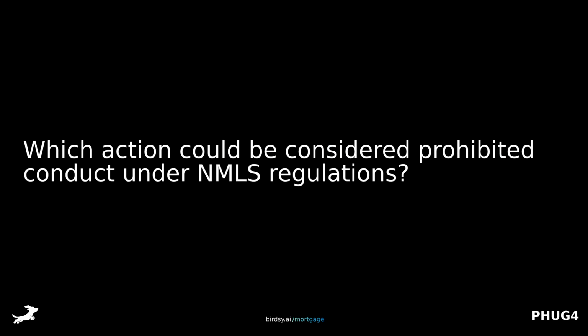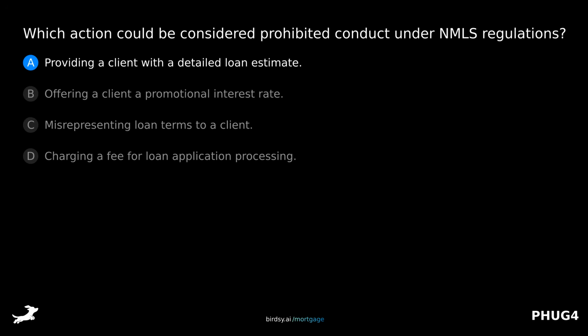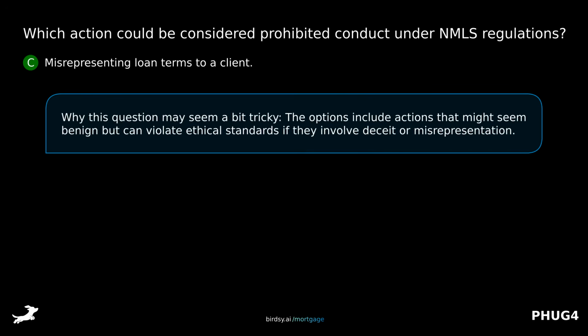Which action could be considered prohibited conduct under NMLS regulations? Is it A. Providing a client with a detailed loan estimate? B. Offering a client a promotional interest rate? C. Misrepresenting loan terms to a client? Or D. Charging a fee for loan application processing? The answer is C. Misrepresenting loan terms to a client. While this question may seem a bit tricky, the options include actions that might seem benign, but can violate ethical standards if they involve deceit or misrepresentation.